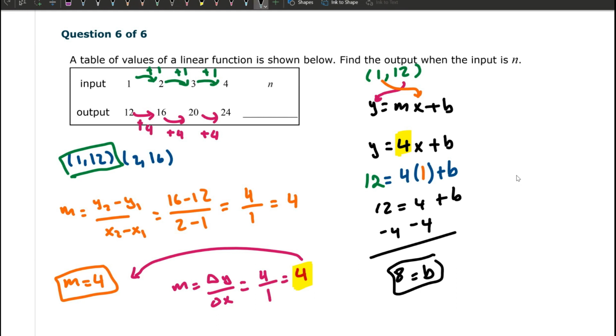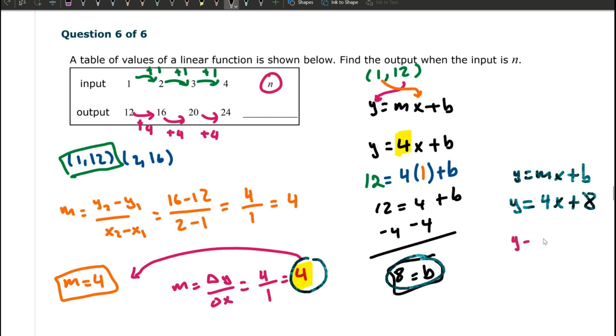We're almost done. y equal to mx plus b. y equal to 4, since m is 4, times x, plus 8, since b is 8. Okay, they ask you to plug in n as the value. So that will be y equal to 4n plus 8. They want the output, so that is just 4n plus 8.